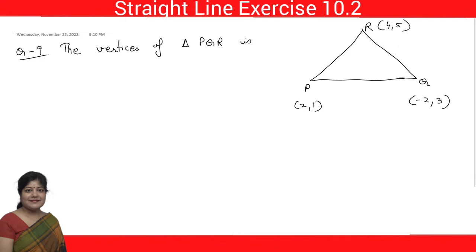We have to find the equation of median through vertex R. From this vertex, we have to find the equation of median. Let this be M. That means we have to find the equation of the line RM. Understood?